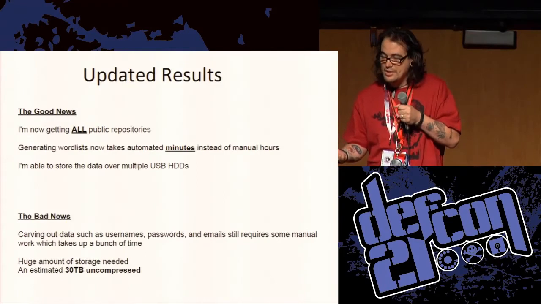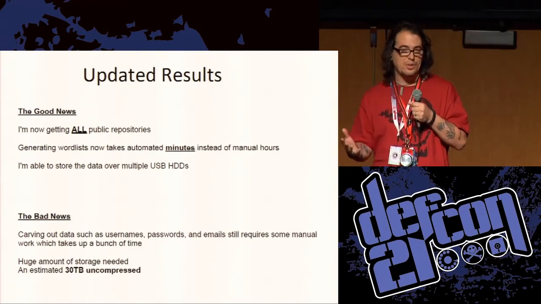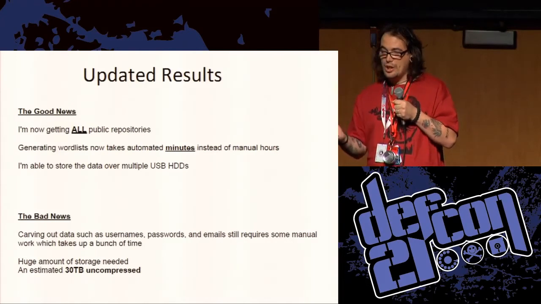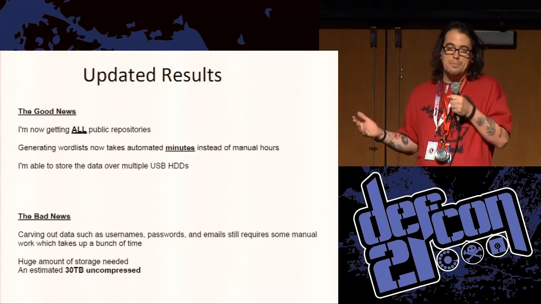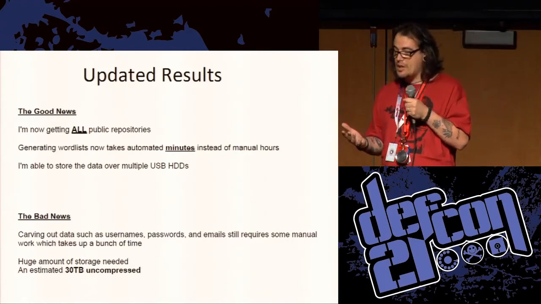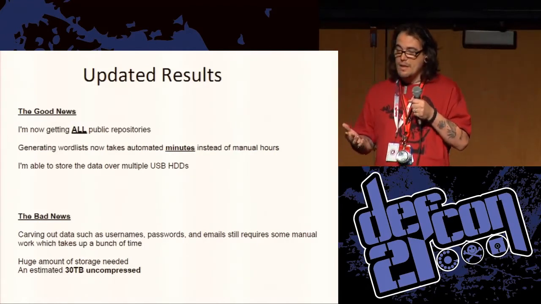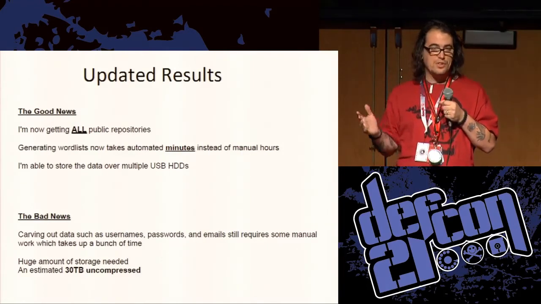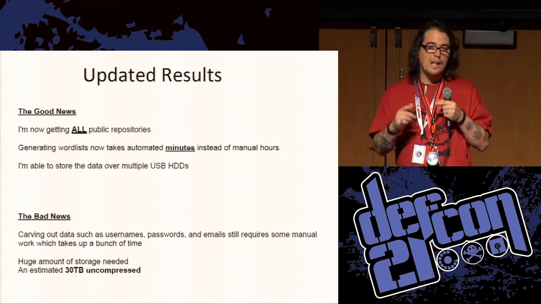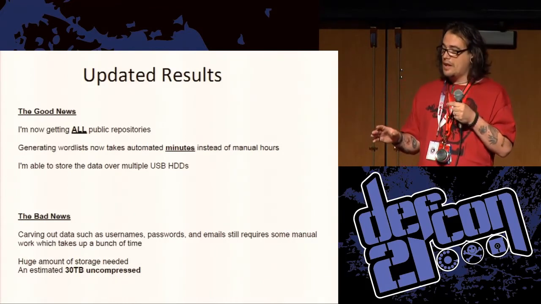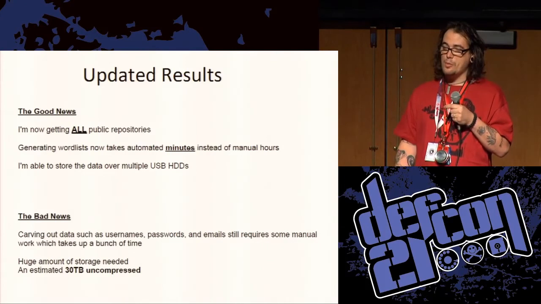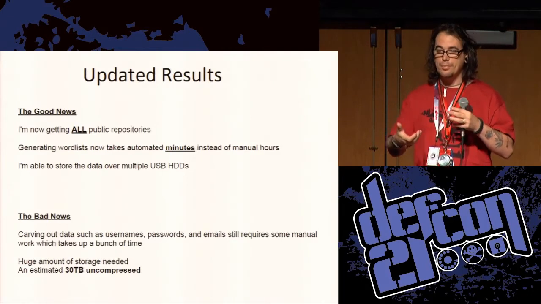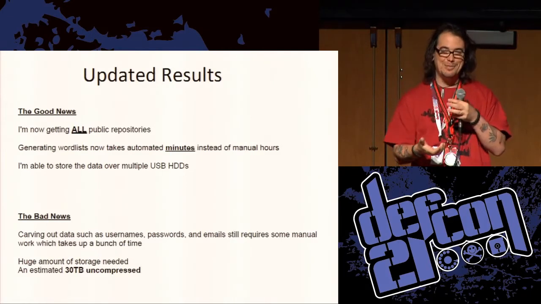So the updated news, I now have all the repositories. I can now get every single public one. Generating the word list with the bash script takes minutes once everything's in the database. Because of the updates I did to the database, I can now store the repositories on any hard drive I want. Search the database, it'll tell me which one to go to get. The sucky part about that is if I want to go back and grep for more stuff, I have to get this giant hub and plug all these hard drives in at the same time.